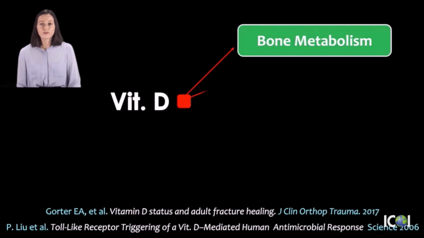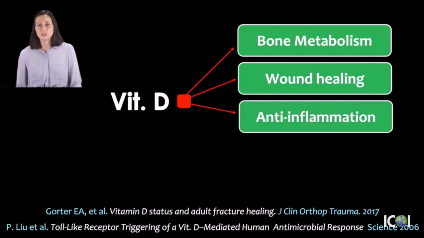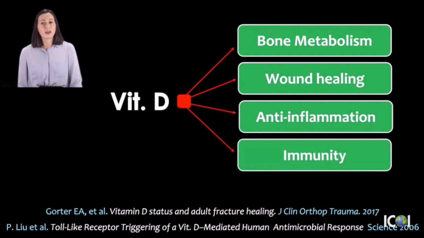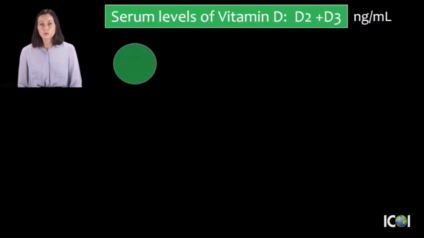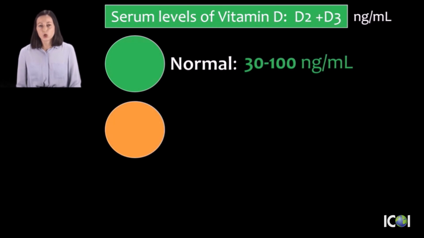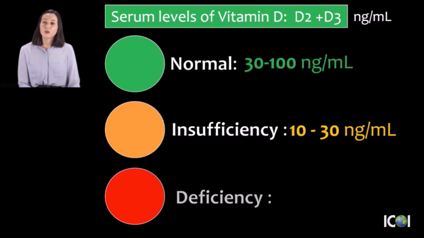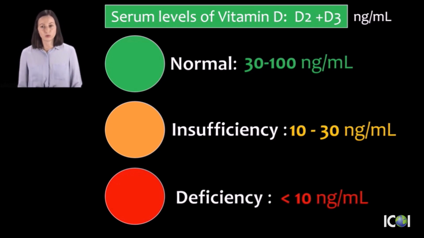And this is why vitamin D has so many effects on bone metabolism, wound healing, inflammation, and immunity. What are the serum levels of vitamin D? Usually we say that the good normal level is between 30 to 100 nanograms per milliliter. Between 10 to 30 we talk about insufficiency, but below 10 the patient is in deficiency.